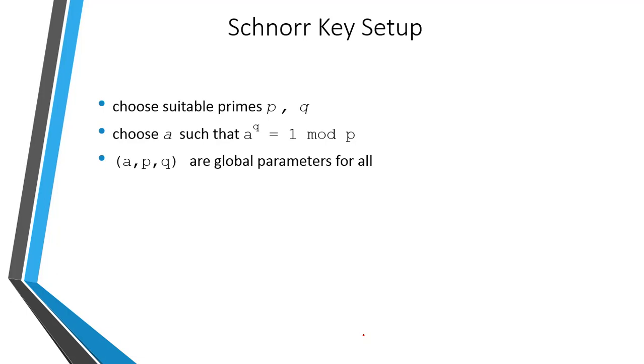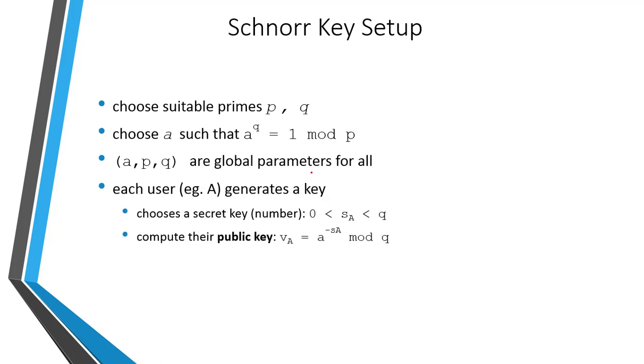So first of all, in the Schnorr algorithm, we choose our key. So choose suitable prime numbers p and q. Choose a such that a raised to q equal to 1 mod p. Here a, p and q are the global parameters for all. After that, the sender or user A generates a key using a secret. First of all, it chooses a secret key, that is SA, and using this secret key it computes the public key VA equal to a raised to minus SA mod q.